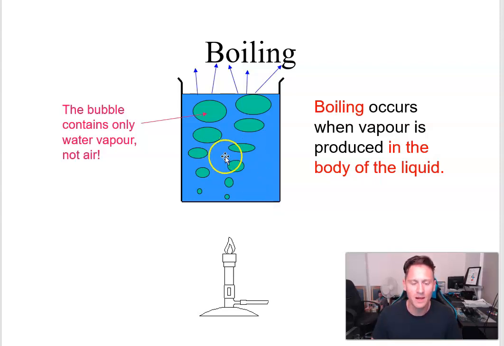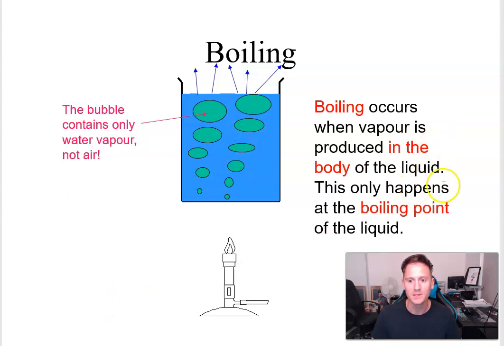But when we're boiling something, it's just water. There's only water in here. There's actually trace elements of other substances as well, but just to simplify, it's just water. And these bubbles are bubbles of water vapor. So that's water that has turned into a gas. It has already evaporated and it's coming to the surface here. So this will only happen at the boiling point of the liquid.